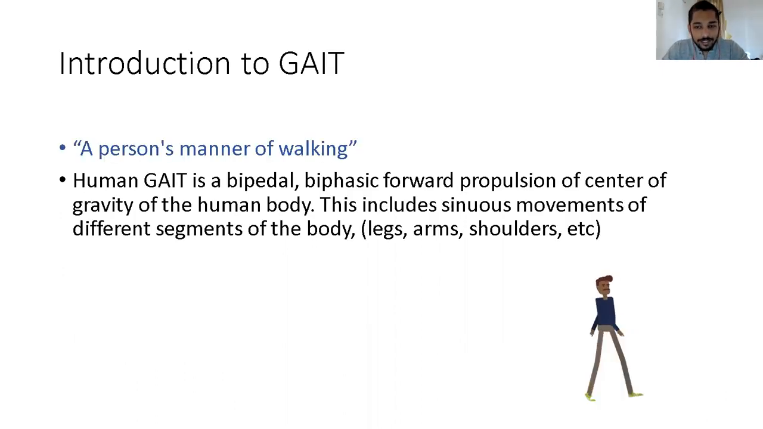So gait is how a person walks. When you're walking, you will move about your hands and legs and your entire body in a certain pattern. And this pattern will repeat from step to step. And this pattern is unique from person to person. Therefore, this walking pattern can be used as a behavioral biometric to identify a person. So that is called the gait pattern.